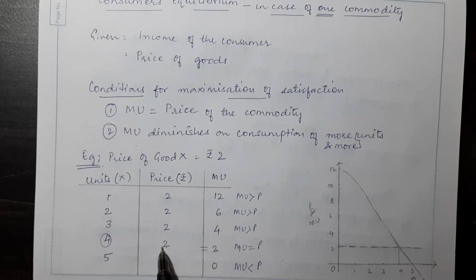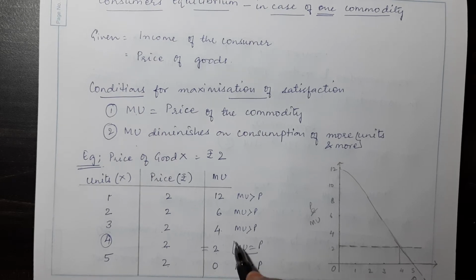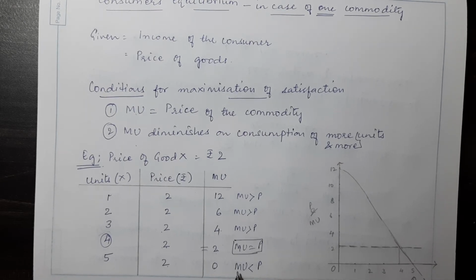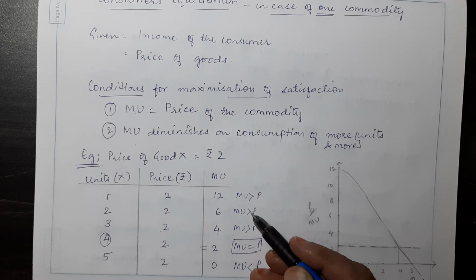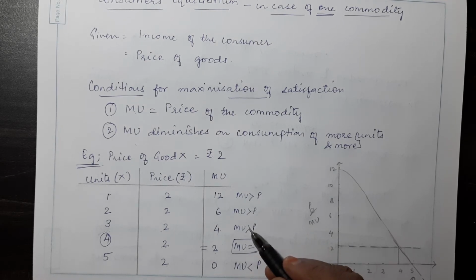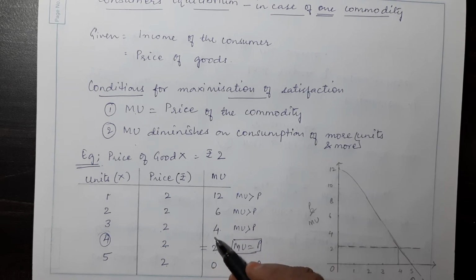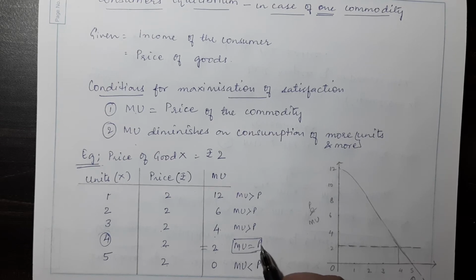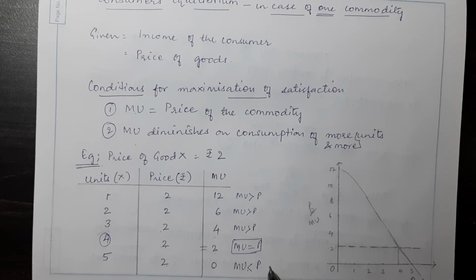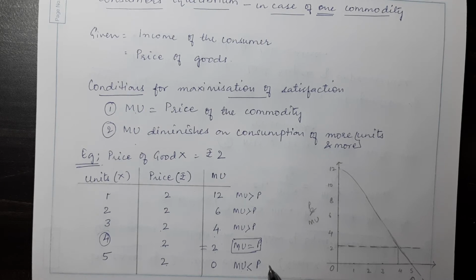2 is equal to 2. So this is what we are interested in. Now if we try to plot, that means what? As long as the marginal utility is greater than price, he goes on consuming another unit of the good. But when it becomes equal, he stops. And when it becomes less than, then he is at a loss, because his marginal utility is less than the price. His satisfaction is less than the price.